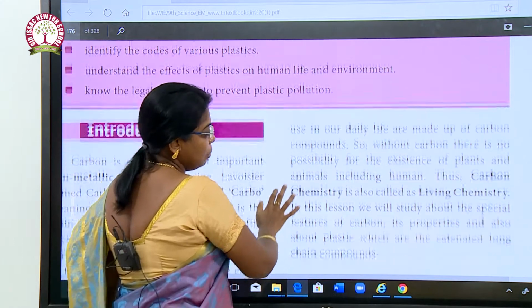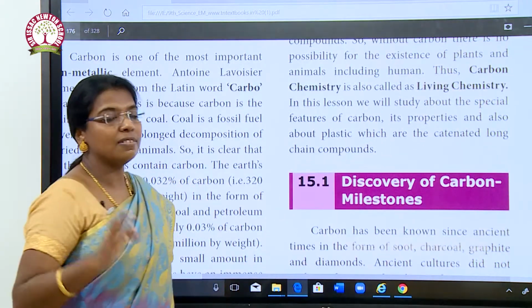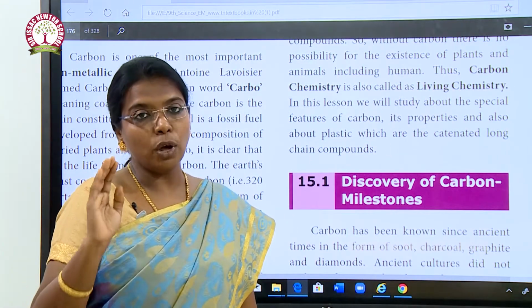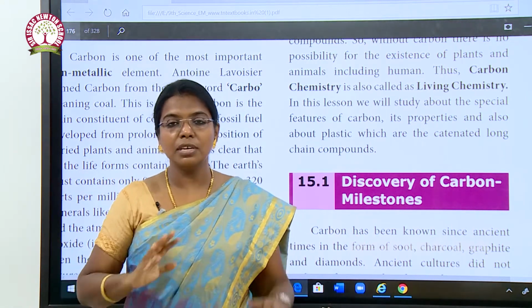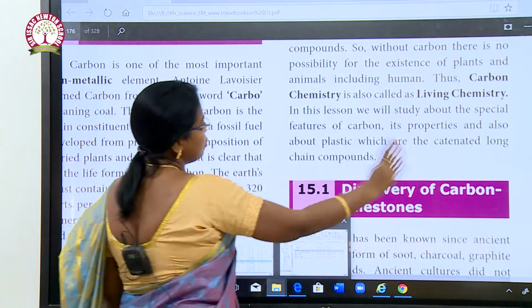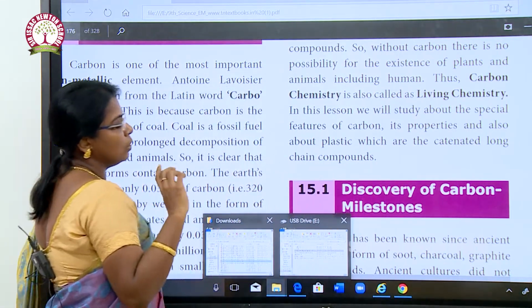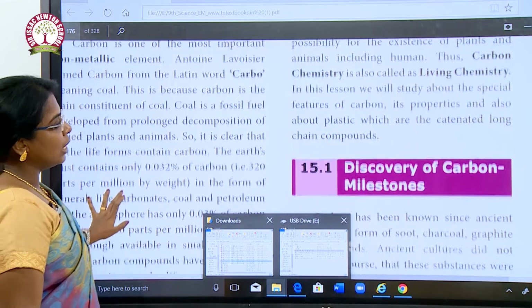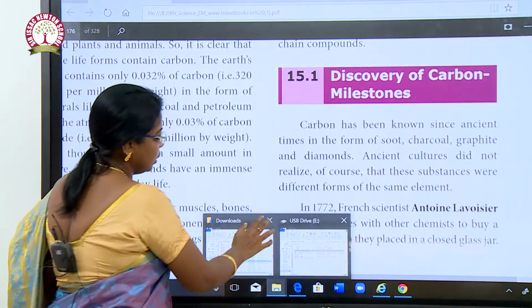Thus, carbon chemistry is also called living chemistry. The study of carbon in chemistry is called carbon chemistry, and it is also called living chemistry. In this lesson, we will study the special features of carbon, its properties, and also plastics, which are the catenated long chain compounds.